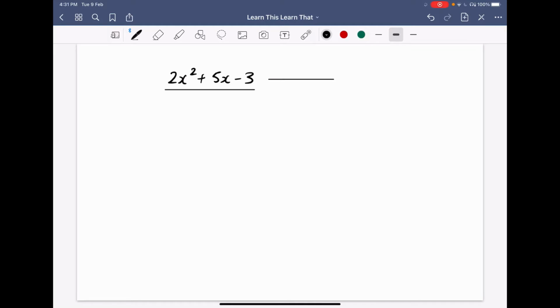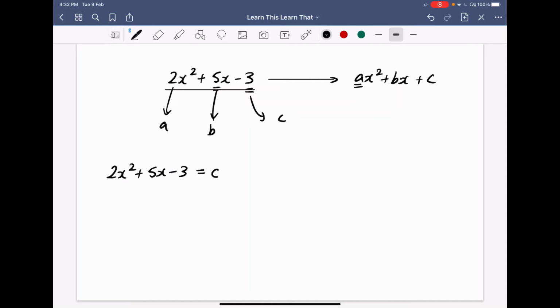In general, quadratic equations can be written in the form ax squared plus bx plus c, where a represents the coefficient in front of the x squared, b represents the coefficient in front of the x term, and c represents our constant. In an exam situation, we might be asked to find the solutions to the following equation: 2x squared plus 5x minus 3 is equal to 0.